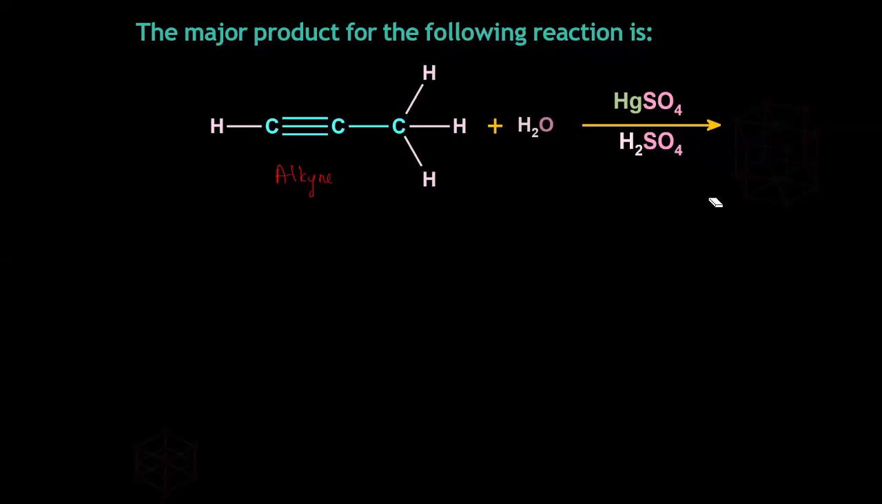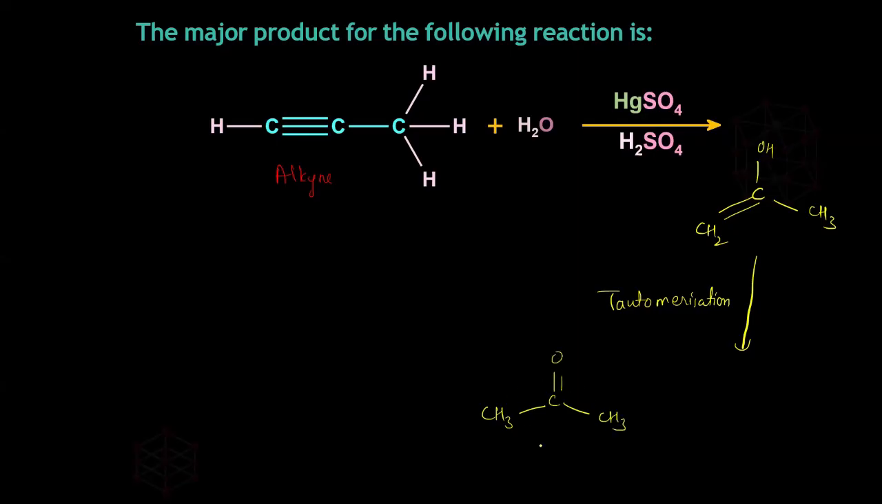So see here, this will result in formation of carbon CH2 and there's a double bond, there's an OH and there's a CH3. So this will undergo tautomerization and result in formation of, whatever the double bond is there, it will break and it will form the single bond, which results in formation of the ketone. Okay, so just remember, whenever you add the water for an asymmetric alkyne, so which type of alkyne is this?